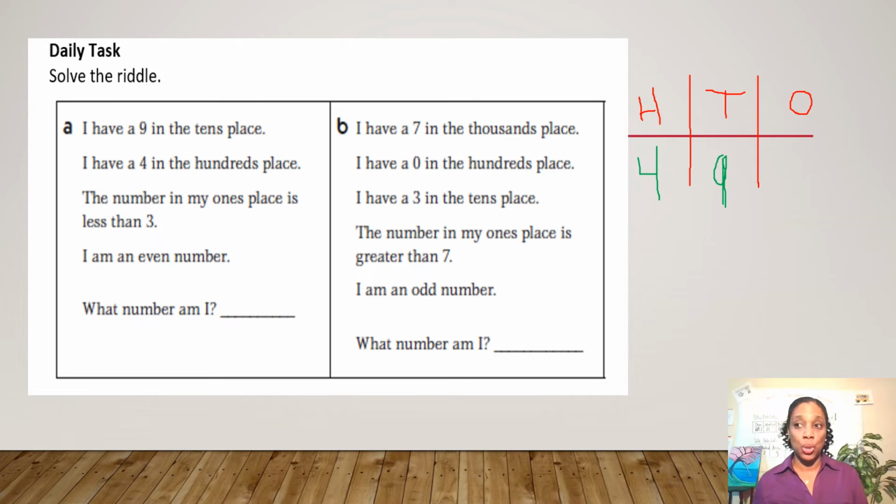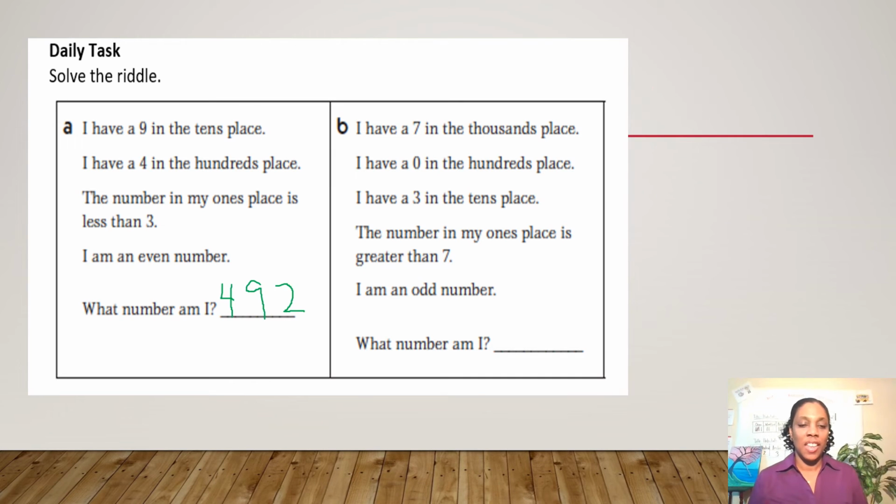So if I have 2 or 1 in the ones place and the number has to be even, the number has to be the number 2 because it's the only even one that I have out of 2 and 1. So it has to be the number 2. Therefore, my answer has to be 492.